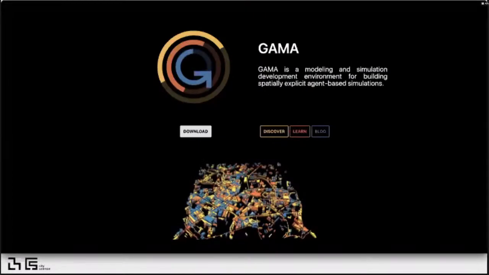Normally, I would now talk about Gamma. But since this community is very versed in this tool, I will skip it for now and describe the details of the Cityscope architecture. I will assume that everyone knows what Gamma is. And if you don't, you probably opened the wrong Zoom link.